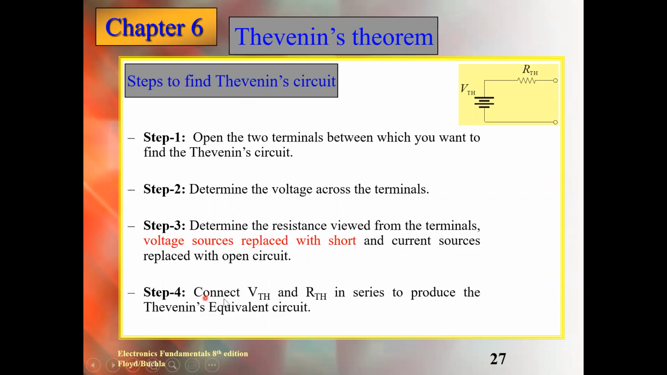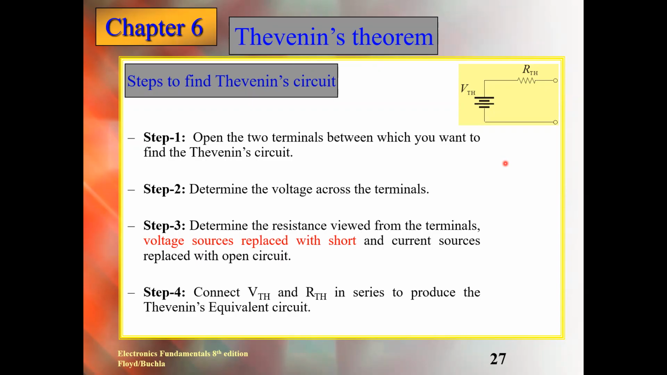Fourth step, connect VTH and RTH in series to produce the Thevenin equivalent circuit. So finally, you can draw that circuit, which is VTH in series with RTH. So these are the Thevenin circuit steps to solve any given circuit. Did you get some idea? I'm not saying 100%, but did you get the idea how to approach the 1, 2, 3, 4 steps?